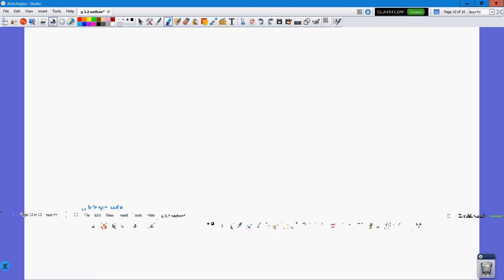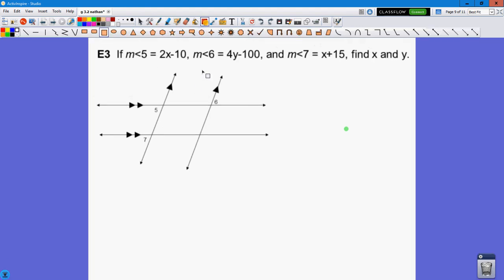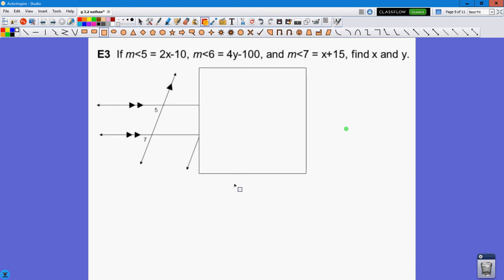Your assignment is out of your workbook. Is there one more? What happened to it on my thing? There it is. Sorry. Somehow I skipped it. How many sets of parallel lines are here? There's 2 sets of parallel lines. I still would recommend you do this in sections. I'm going to forget about this for a minute. Okay?